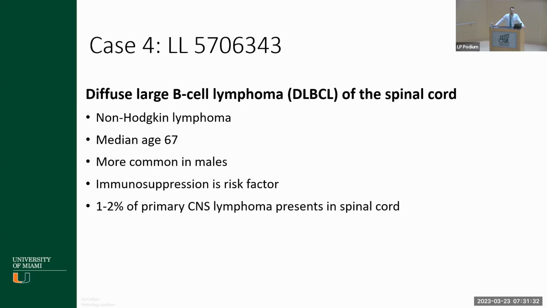All right, so the diagnosis was B-cell lymphoma, which is a non-Hodgkin lymphoma, common in older males. It's a typical demographic. Immunosuppression is a risk factor, but this patient obviously did not have that. And as Dr. Levy was saying, an unusual diagnosis, and for a lymphoma to present in the spinal cord, really only 1 to 2% of these CNS lymphomas present in the spinal cord.